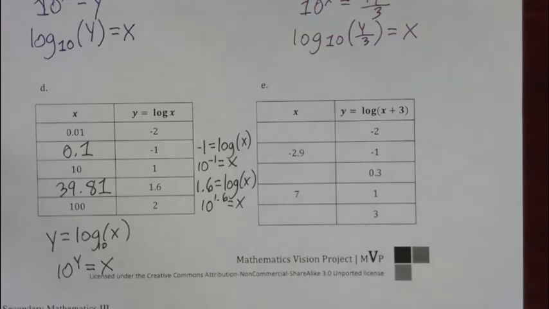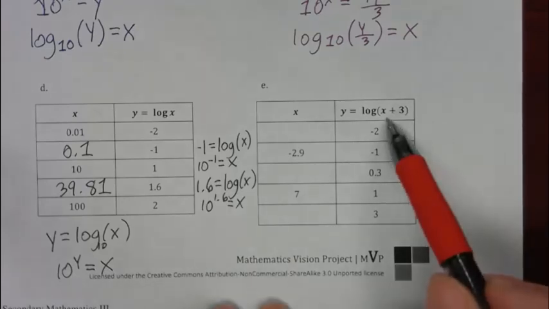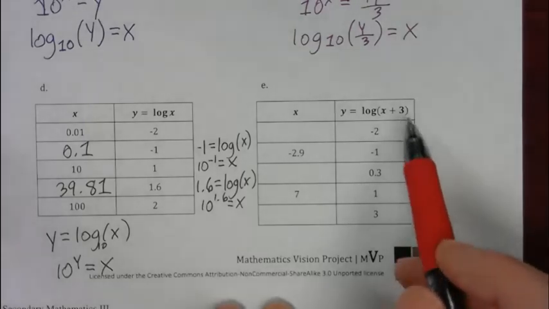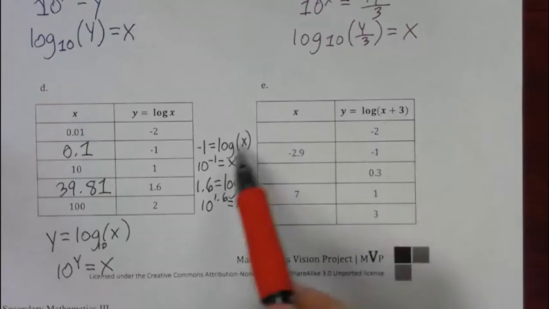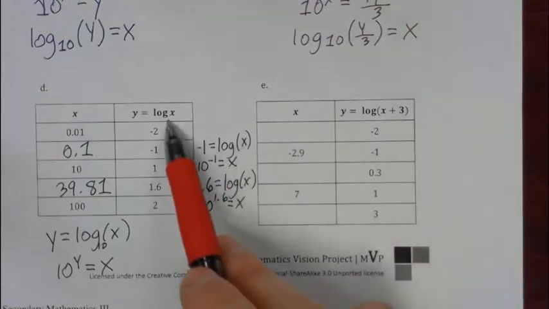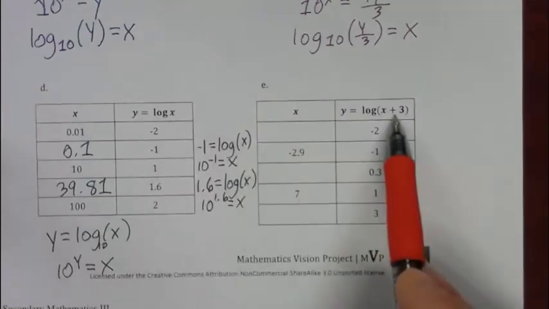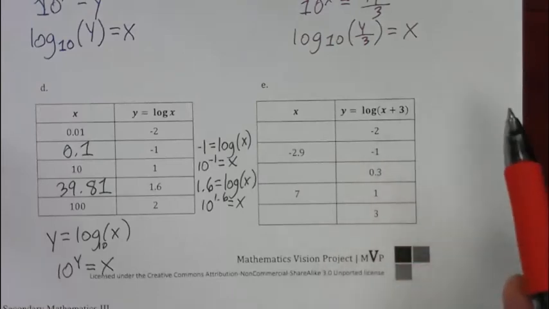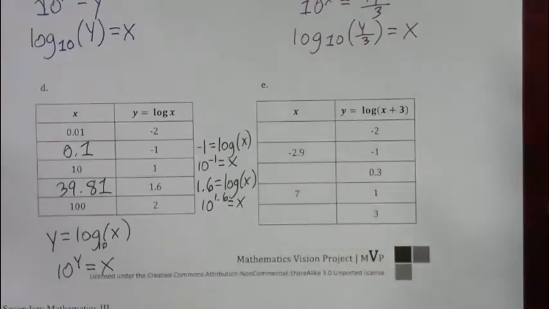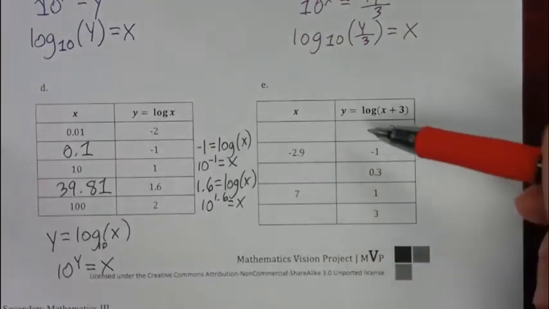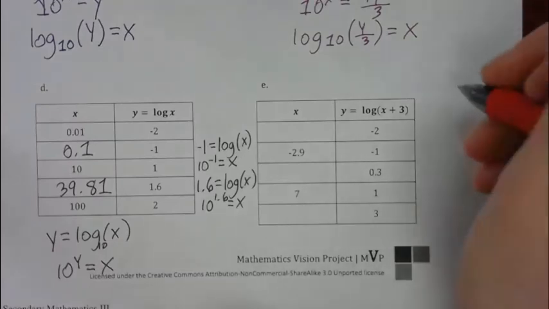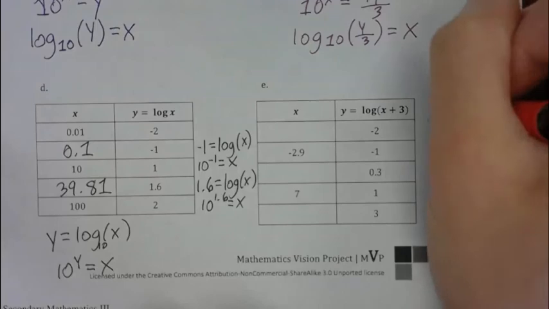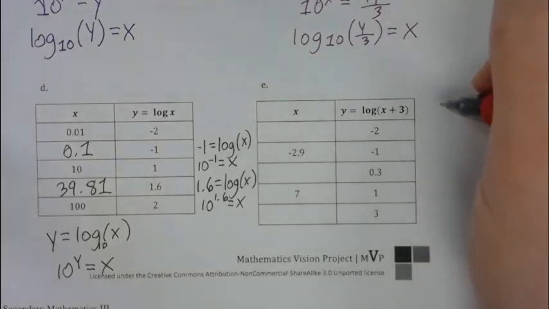Lastly, we have a sort of different one. You remember from last time, from Thursday, we talked about transformations. This would be a parent function of the one to the left. But this one has been shifted to the left three spaces. So we have three y's to find at -2, 0.3, and 3. So we have a couple of extra steps, but not too bad for this one.